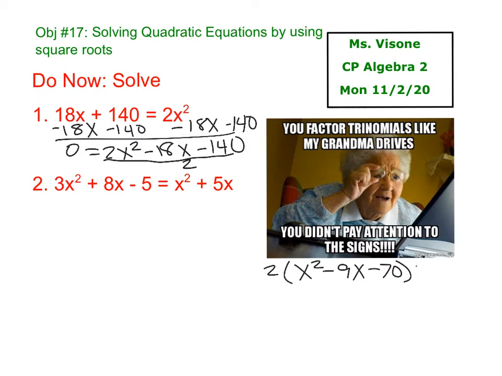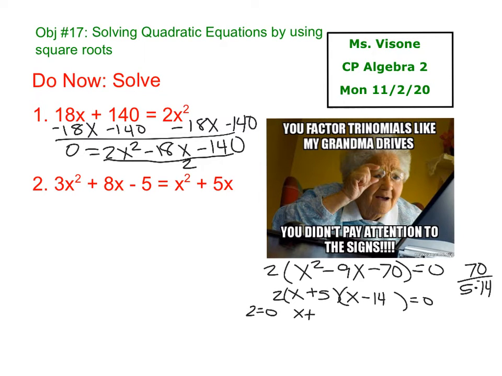And then what kind of factoring is that? That is a multiply combine. Not necessarily an obvious one, because a lot of us don't know factors of 70. So 70 is 5 times 14. So positive 5 minus 14 equals negative 9. We set everything equal to 0. So I'm going to do 2 equals 0, x plus 5 equals 0, and x minus 14 equals 0.